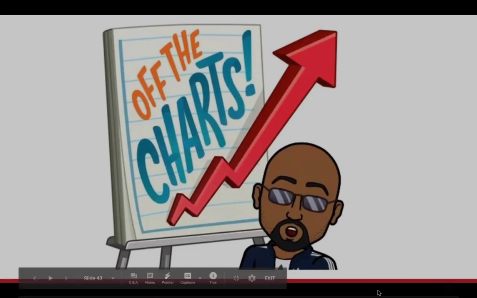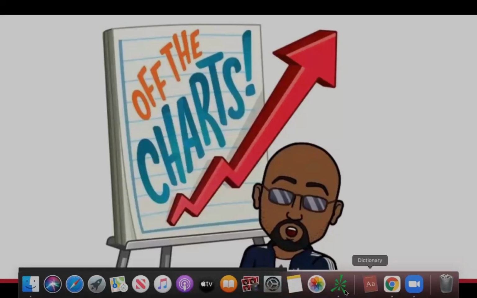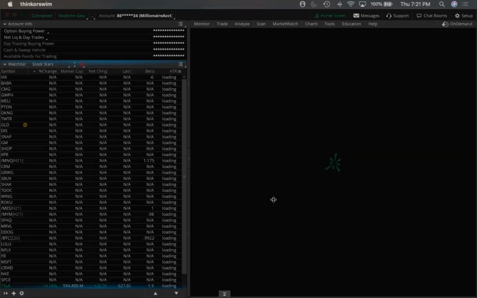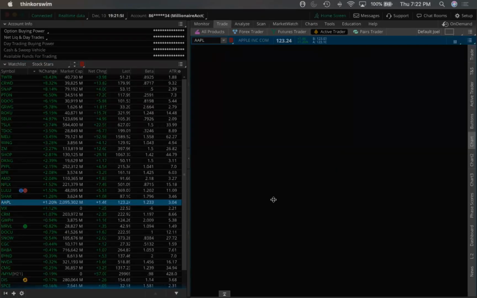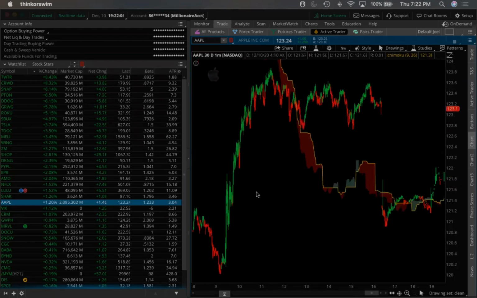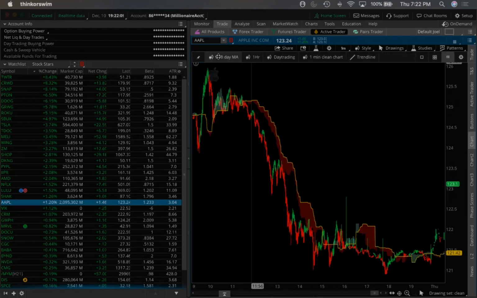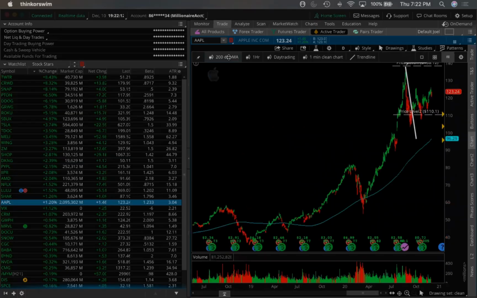So this is Thinkorswim, just waiting for it to log in. This is the TD Ameritrade platform. This is Thinkorswim that's offered by TD Ameritrade, okay? So let's say we compiled a list, all right? This is kind of confusing here, so I'm just going to put a clean chart on here for you guys. Let's just look at a clean chart.